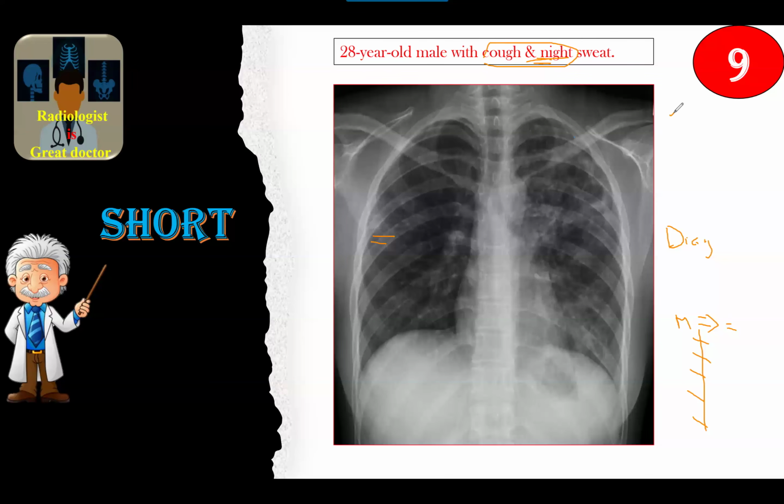Very good. Regarding the description, we have bilateral reticulonodular opacities, more pronounced on the left side, and we have left upper zonal cavitary lesions. We have prominent left hila with some pulmonary infiltrates as well. These are the positives. Regarding the negatives, no pleural effusion, no bony lesion, unremarkable heart. Diagnosis, okay. You should mention the given history here.